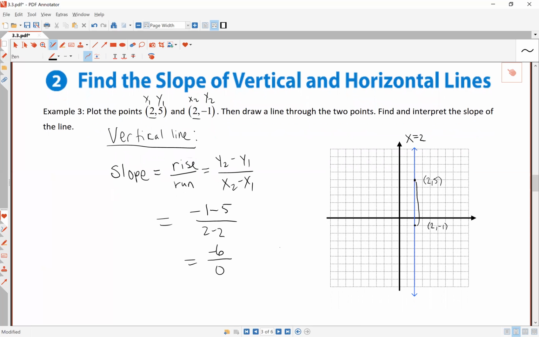We say that division by 0 is undefined. It doesn't make any sense to divide something by 0. Because if you think what it means to divide by something, a 10-foot length board, if I divide it into one piece, then it's going to stay 10 feet. 2 pieces is 5 feet. 5 pieces would be 2 feet. But if I tried to divide it into 0 pieces, it doesn't make any sense to have 0 pieces when you have a 10-foot board in front of you. So we say that the slope of a vertical line is undefined.